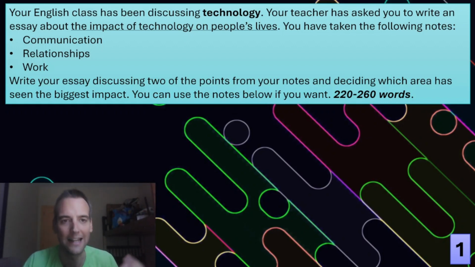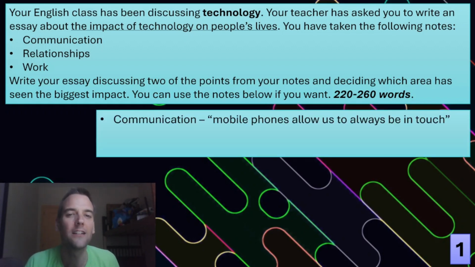Discuss, meaning develop them, elaborate on them, explain the common ideas on these topics related to the bigger theme, and then decide which is most important, which is, in this case, which has seen the biggest impact. 260 words, and you can use the notes they give you if you want, the notes which are normally something like this. They're giving you a little clue about what you're expected to write about, just in case you didn't get it. But this fits with what I'm saying.